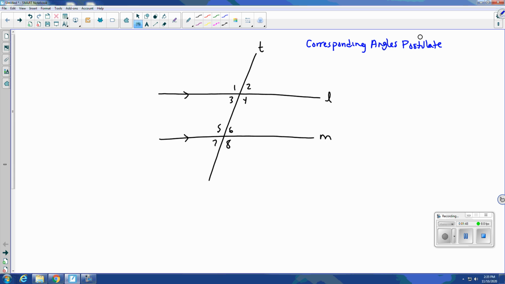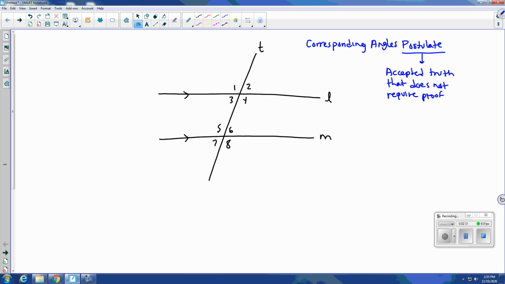Now you may have noticed that you've seen some theorems presented in class. Some of them we call postulate, some we call theorem. What's the difference? A postulate is an accepted truth that does not require a proof. So we need to accept the fact that corresponding angles are congruent when we have parallel lines in order to derive the relationship from all our other angle types.